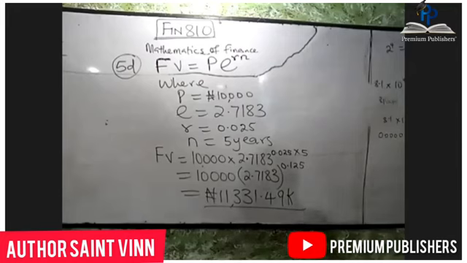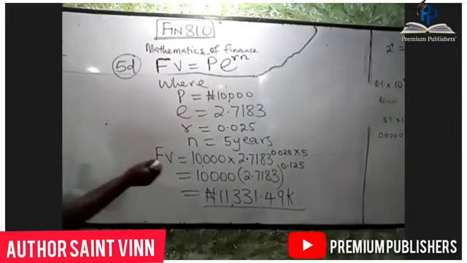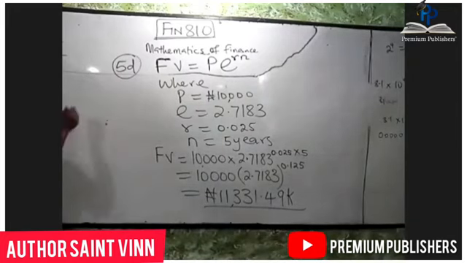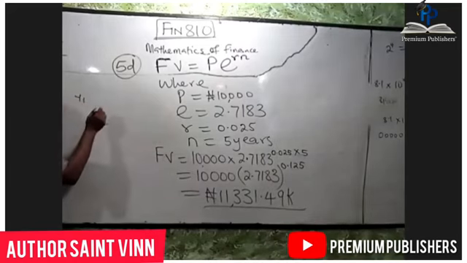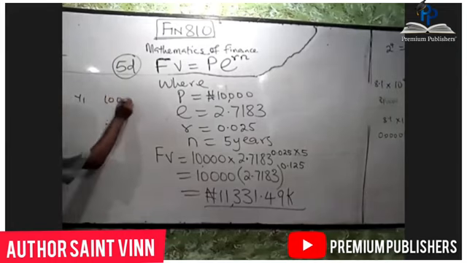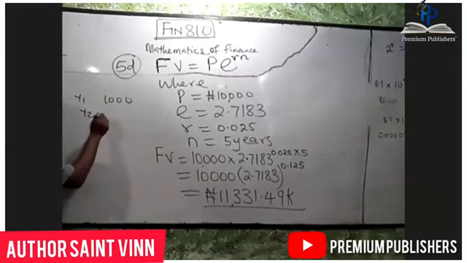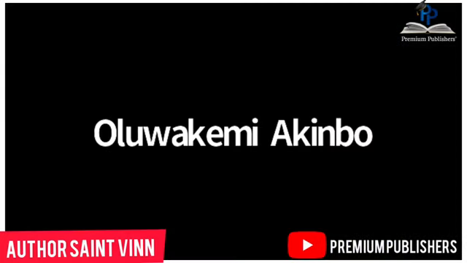Now to look at this one, let's assume I could be giving a stream of cash. Let's say year one, I have 1,000 naira. Year two, 500 naira. Year three, 2,000. Maybe year four.